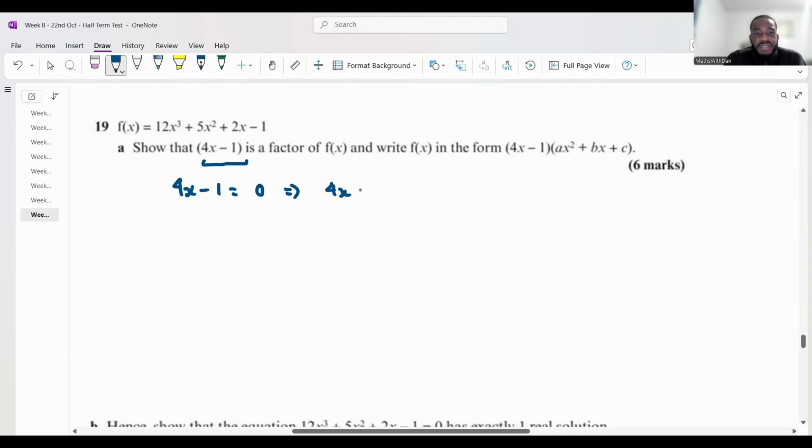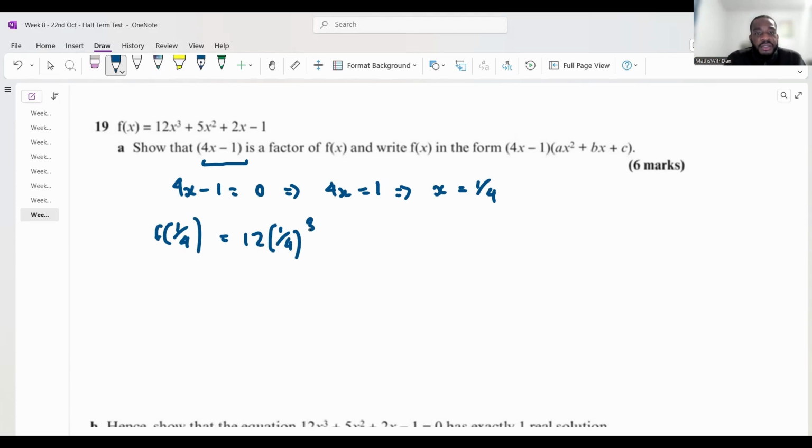That means that we have 4x is equal to 1. That means that x is equal to a quarter. So we're going to plug in f of a quarter. So we're going to do 12 lots of a quarter cubed plus 5 lots of a quarter squared plus 2 lots of a quarter minus 1.